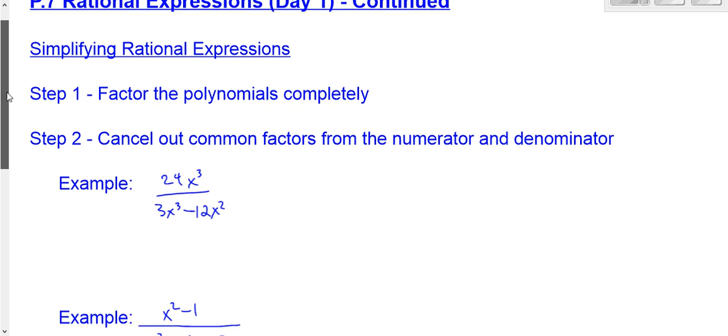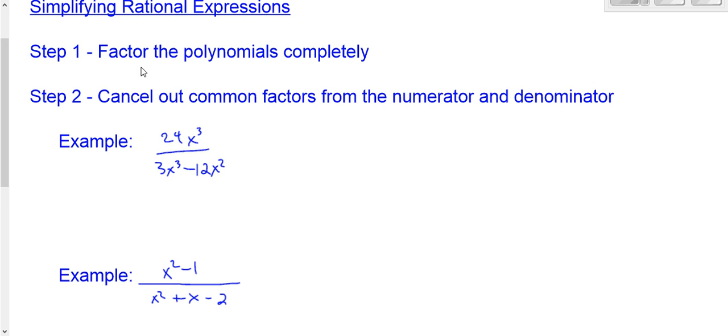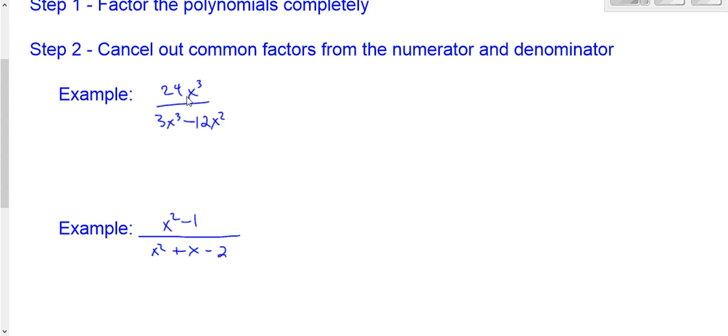So the first thing you want to do to simplify rational expressions is to factor out the polynomials completely. And the second step is to cancel out the common factors between the numerator and denominator. So let's look at this first example. We've got a monomial in the numerator and we've got a binomial in the denominator.